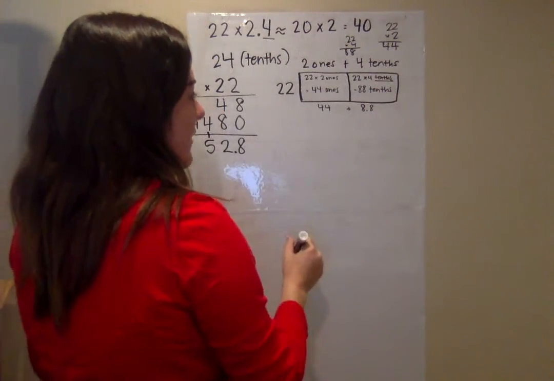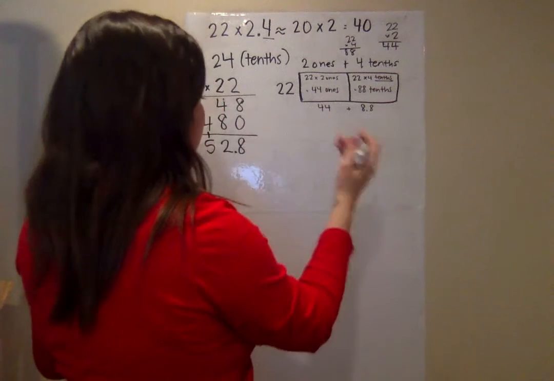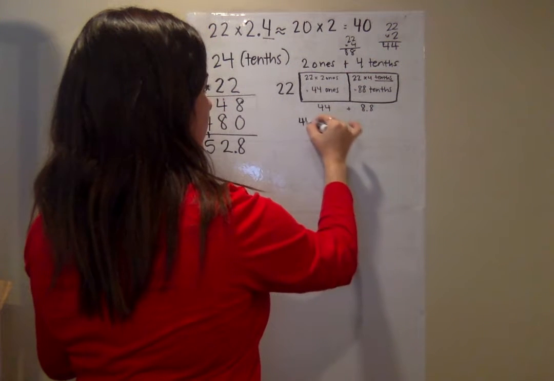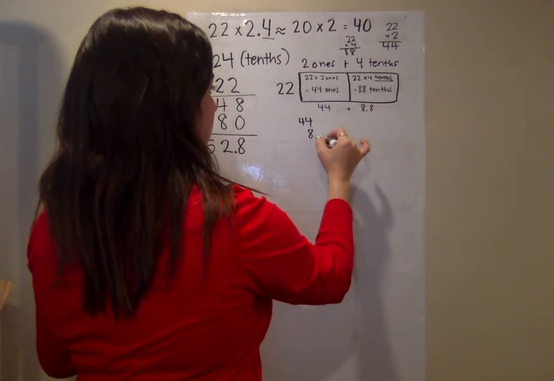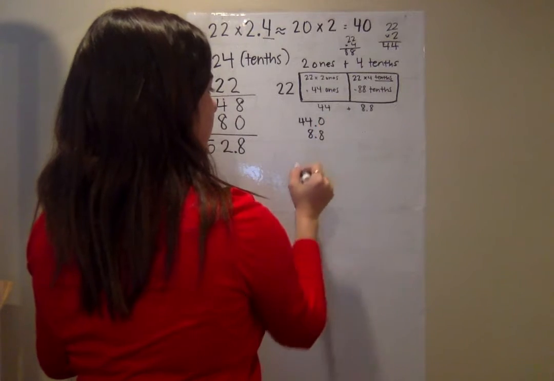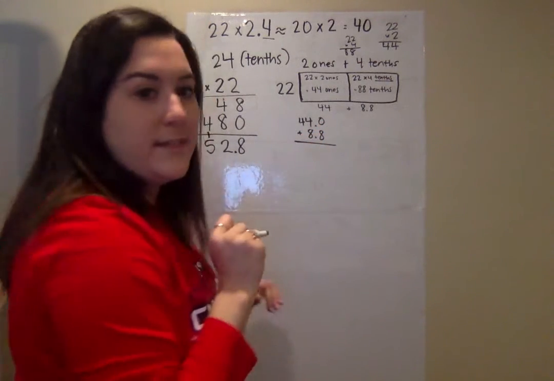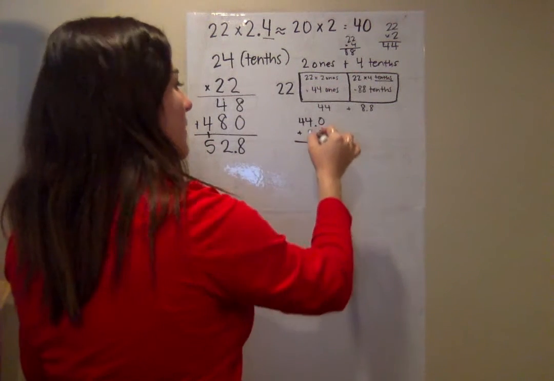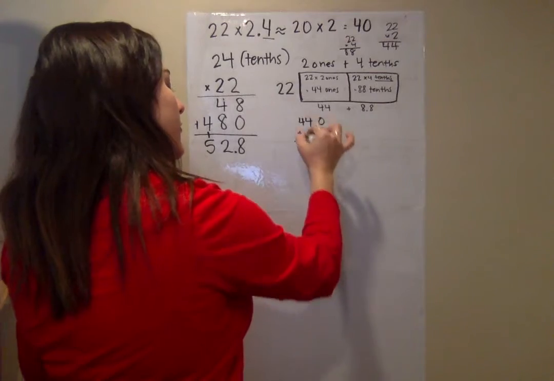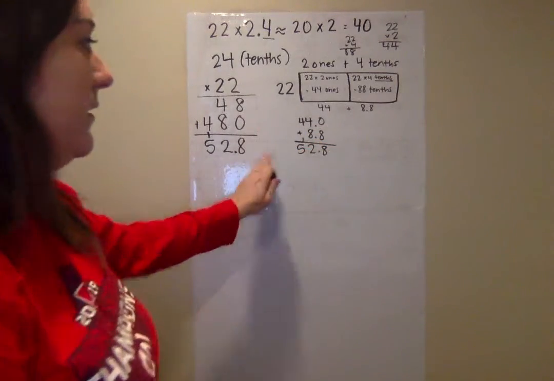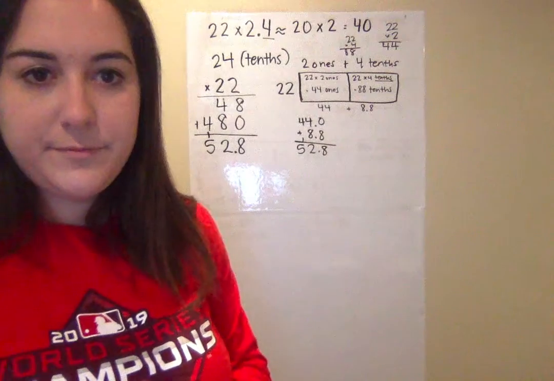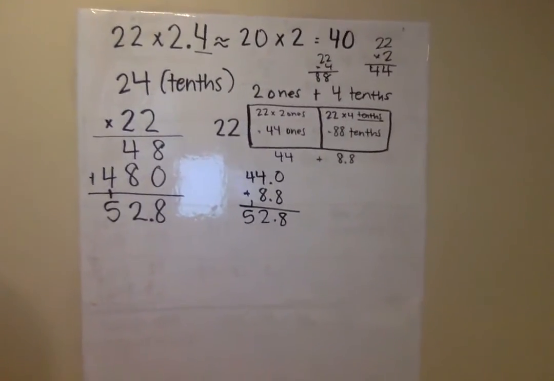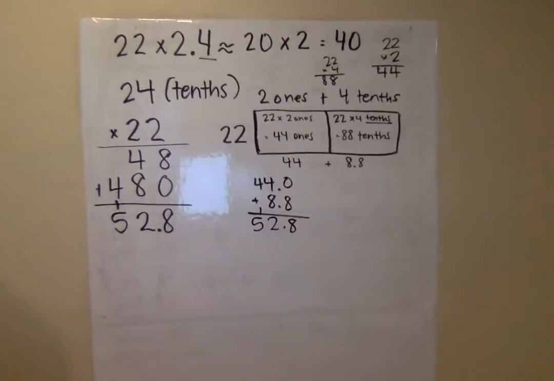So now I'm going to add these two together. Okay, of course, if you cannot do it this way, then you can totally just come over here and set it up. So 44 plus 8.8, and I'll just go ahead and make this 44.0 so I can add it up, because when we add decimals, we line up the decimal. Okay, 8 plus 0 is 8. 8 plus 4, 12. And 4 plus 1 is 5. So you still get 52 and 8 tenths. All right, show you that up close. You can pause the video if you need to, make corrections, copy it down.